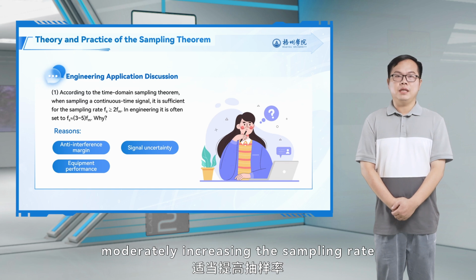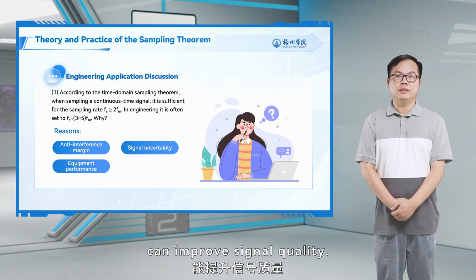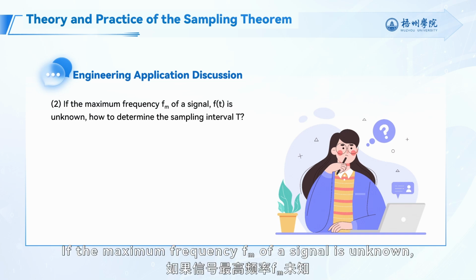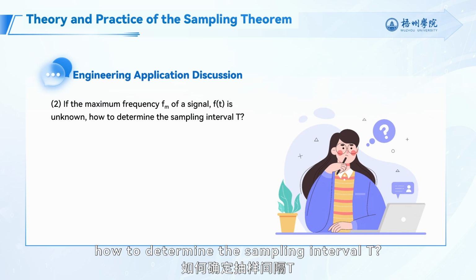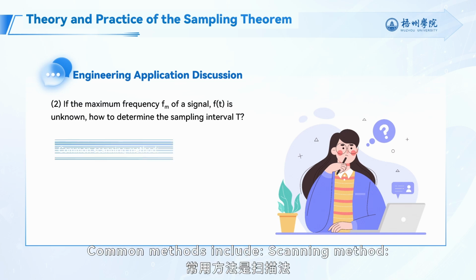Moderately increasing the sampling rate can improve signal quality. Question 2. If the maximum frequency FM of a signal is unknown, how to determine the sampling interval T? Common methods include the scanning method.